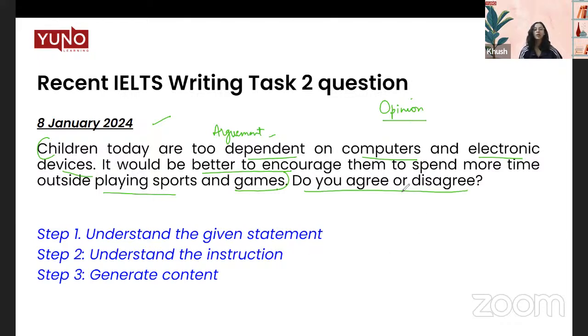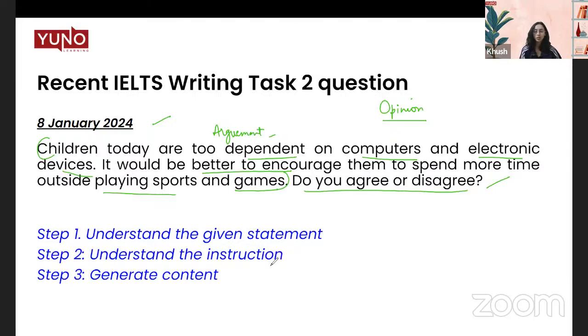So now here we're going to take the approach of talking about what you as an individual personally think. Is it a good thing that these people are dependent on computers? Should we embrace the technology as it is, or should we encourage outside sports and games? Depending upon your argument and your points, whenever you're framing an argument, whichever side you choose, make sure that you have at least two arguments to support that particular stance. It cannot be just a one-liner.